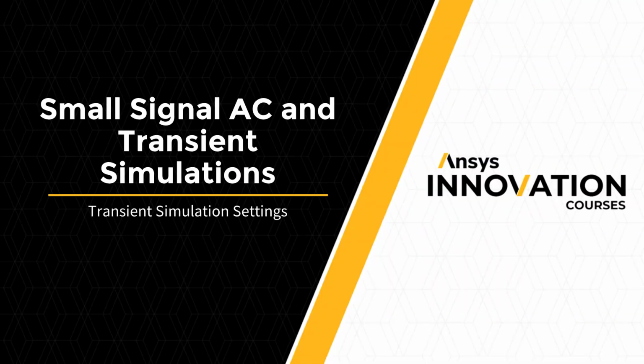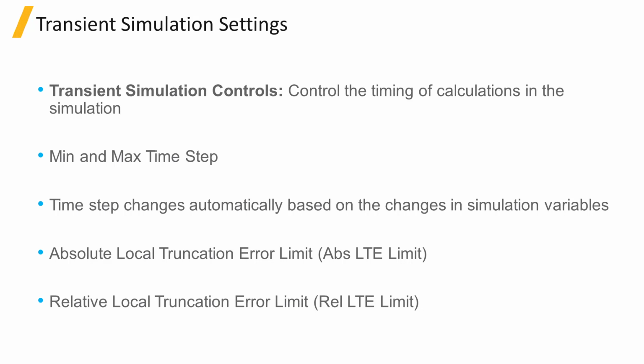In this unit, we will review solver settings that are important when running transient simulations. Transient simulation controls determine the time step used in the simulation. The minimum time step defines the smallest time step that will be used in the transient simulation and is always the initial time step used by the solver at the start of simulation.